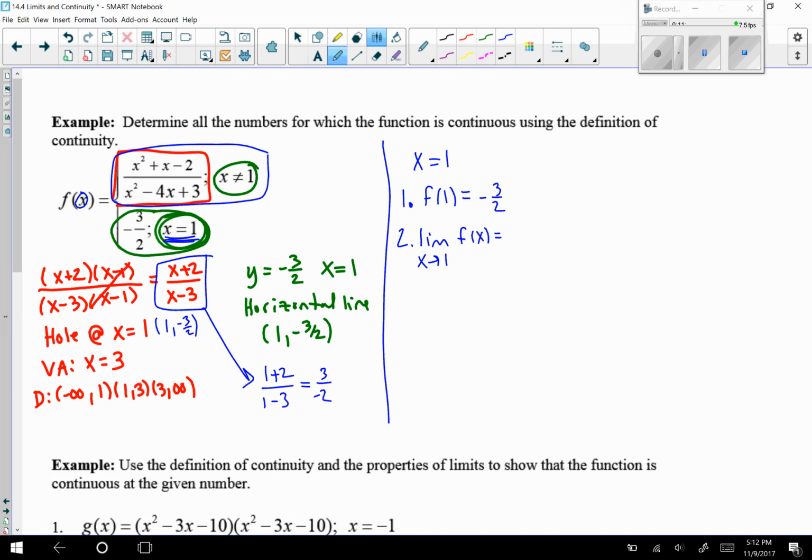So if we were to graph this function, we know that there's just a hole on that part of my function. The left and the right side of my graph are going to be coming to negative 3 halves. And now you can see for number 3, since f of 1 is equal to the limit as x approaches 1 of this function, because they both equal negative 3 halves, in conclusion, we know our graph is continuous at x equals 1.